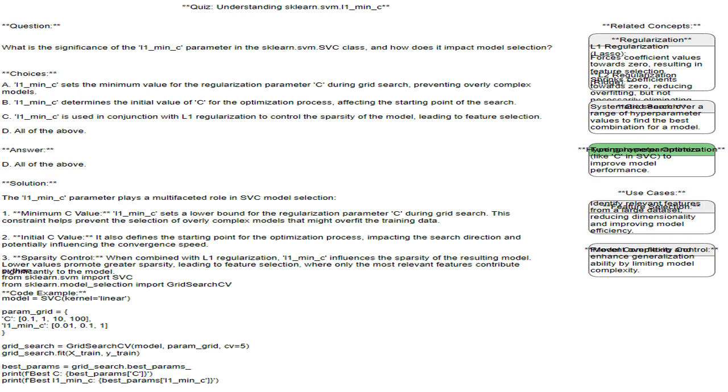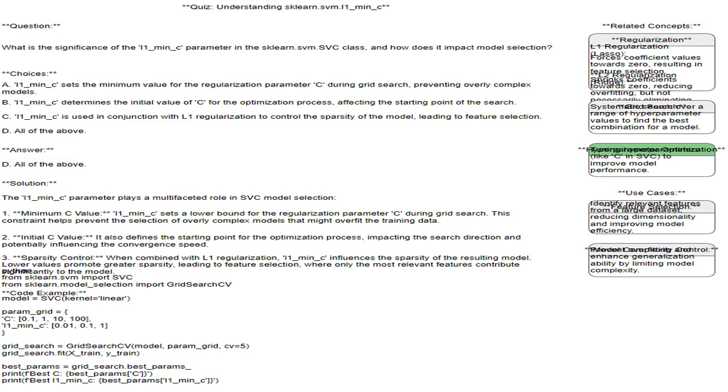Suppose we're using an SVC model with L1 regularization to predict credit card fraud. Our data includes features like transaction amount, time of day, and location. We set L1 minc to 0.1. During grid search, the algorithm evaluates different values of C within the range defined by L1 minc of 0.1 and above.